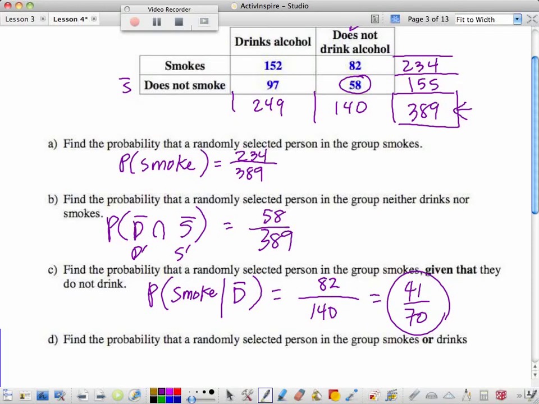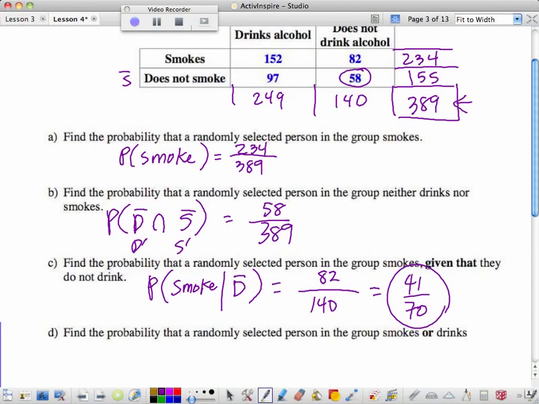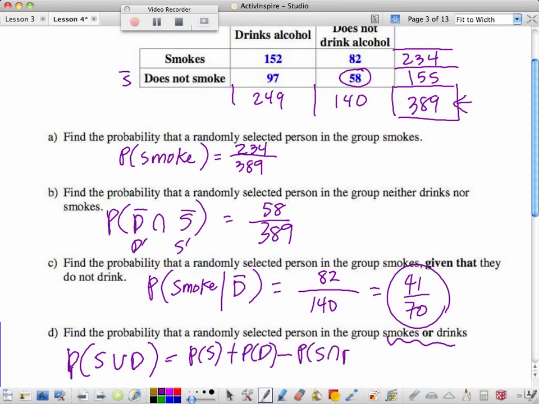And finally, my last one. Find the probability that a randomly selected person in the group smokes or drinks. So the probability that we have a smoker or a drinker. So you're either going to add those columns up, rows up, or you're going to do the probability of smoking plus the probability of drinking minus their intersection of the smokers and the drinkers. So they smoke or they drink. Well, these are the people that smoke, 152 plus 82. These are the people that drink, 152 plus 97. Well, obviously, we're not going to add that 152 twice. So it's just 152 plus 97 plus 82, which I get to be 331 over 389.